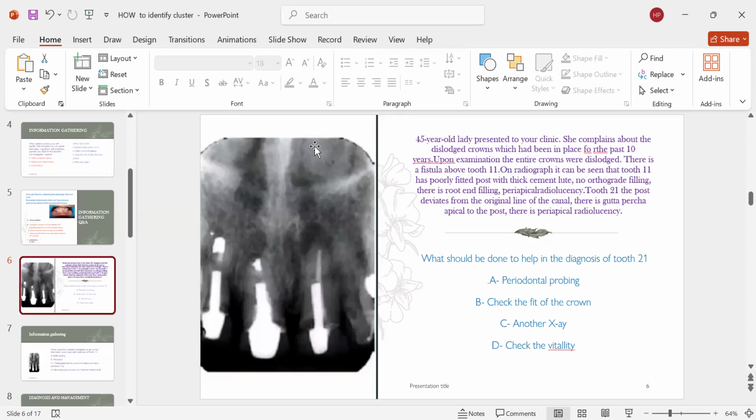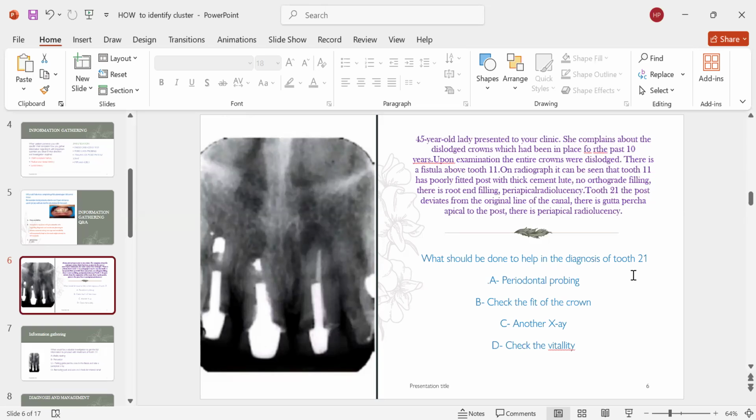There is another scenario. There is a 45-year-old patient having a post and core. You can see in the radiograph there is a fistula and dislodged filling. There is radiolucency, you can see. The chief complaint of the patient is the dislodged crown. Now what test are you going to do in this case?